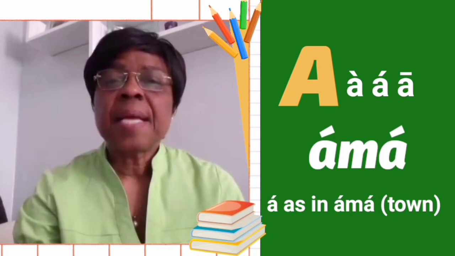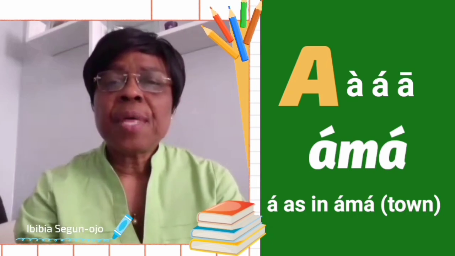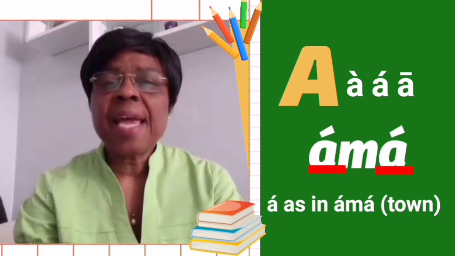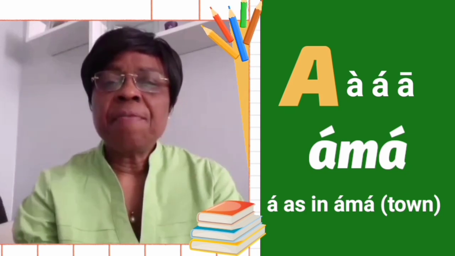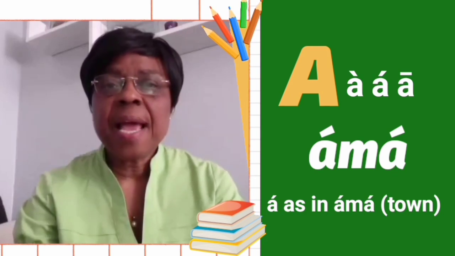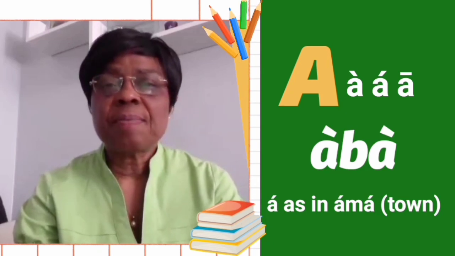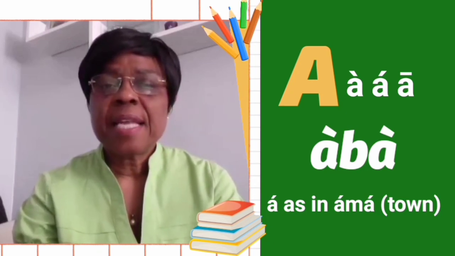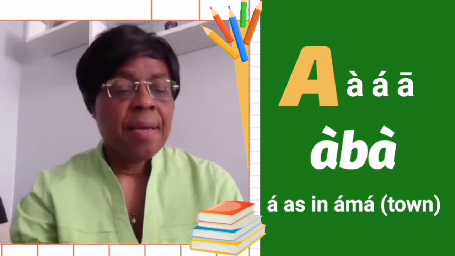ama, both the A at the beginning and A at the end are rising, so the diacritic on top will be rising. An example of a falling diacritic using A again would be aba. That means shoulders. The diacritics fall on the A vowel.